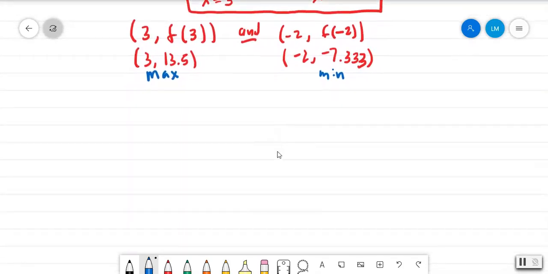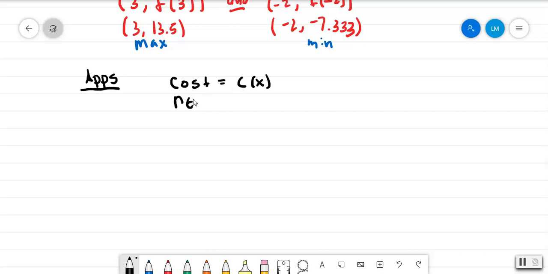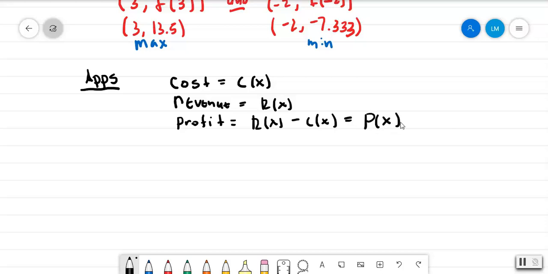And then it can tell you also about behaviors of the function itself. Now, the last thing that I would like to talk about is applications. For instance, we can look at a cost function, which is usually given by C of x. We can also look at a revenue function, which is typically given by R of x. And then we can also look at what is called a profit function. The profit function is just R of x minus C of x, which is equal to what we call P of x.